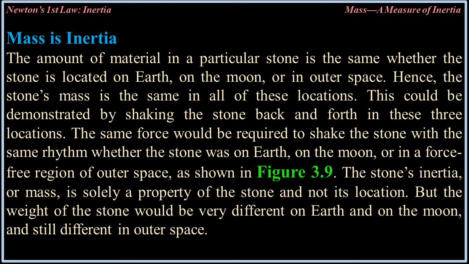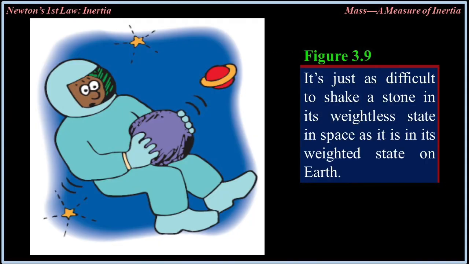The stone's inertia, or mass, is solely a property of the stone and not its location. But the weight of the stone would be very different on Earth and on the moon, and still different in outer space. And here's a figure. It's just as difficult to shake the stone in weightless space or on Earth or on the moon or wherever.